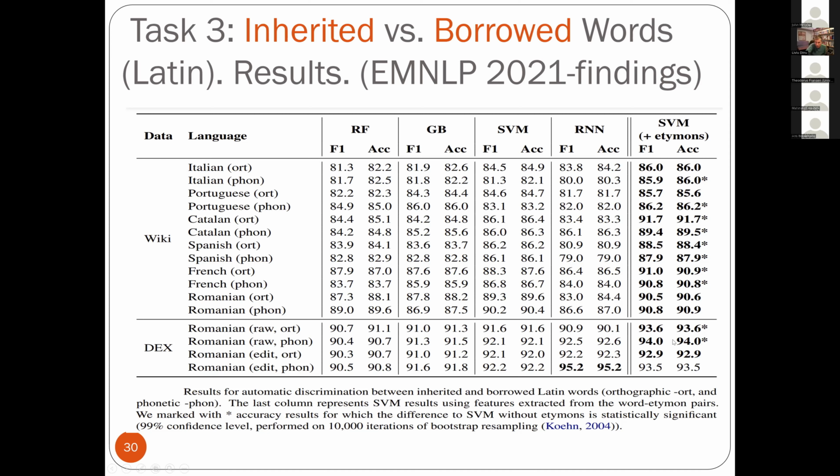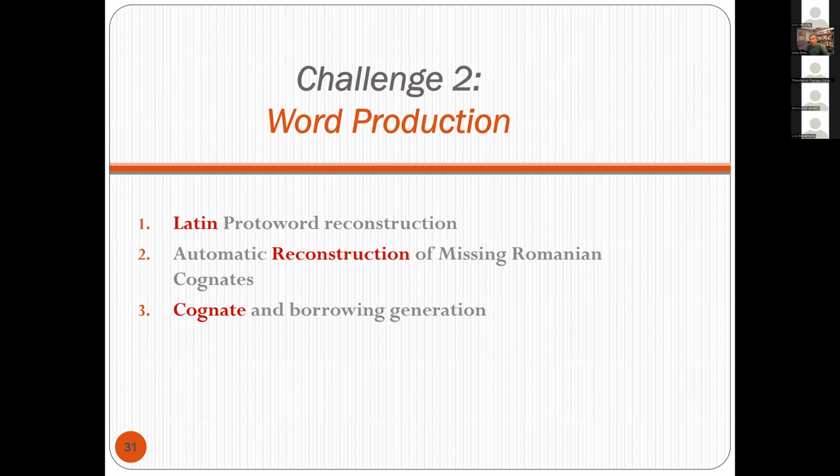However, when we use the entire Romanian dictionary, we see that the results improve. We improve the results by around 3%. So the best results in this case are for the phonetical form, around 94% discrimination between inherited and borrowed words for Romanian, and it was the best for the phonetical form, but without a big difference versus the orthographic part.